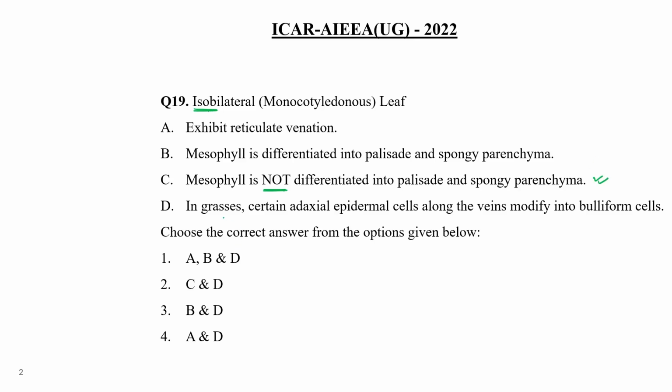And in grasses, which belong to monocot, the upper side or adaxial side has bulliform cells, colorless, big cells which help in losing water, right? How? During unfavorable conditions, it helps the leaf to curl, while in favorable conditions, it straightens. Right? So choice number C and D, means choice number 2 would be the correct answer of this question.